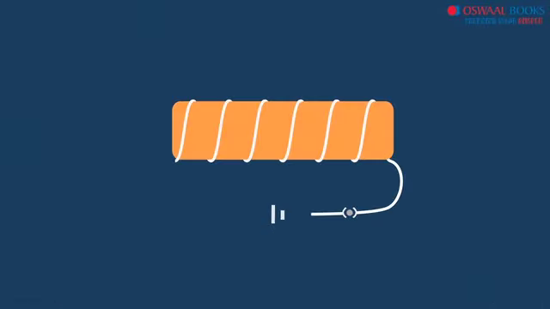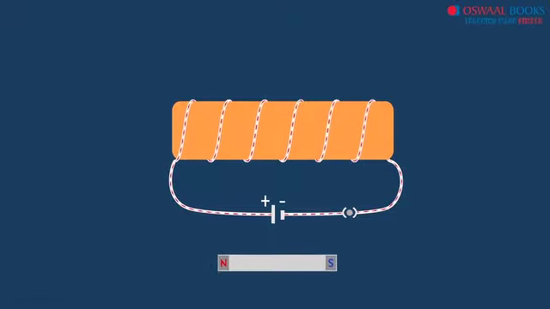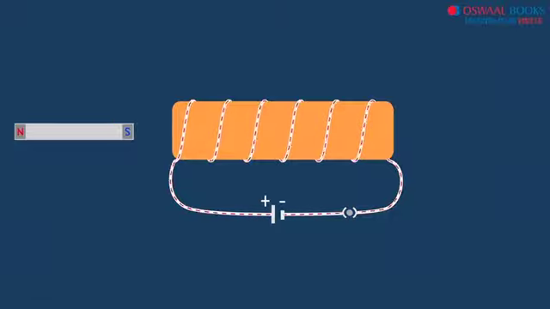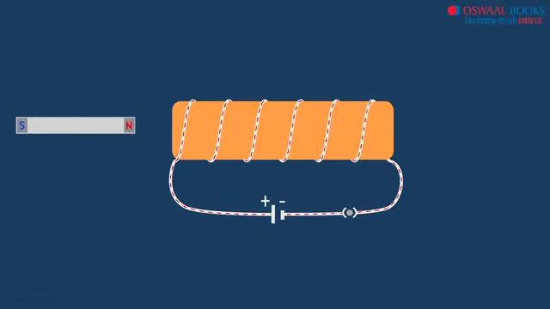Here, I'm connecting the solenoid with a battery and a key. Now, as you can see, I'm allowing the current to flow in the clockwise direction. We also need a bar magnet for this experiment. What happens if we take the south pole of the bar magnet close to the left side of the solenoid? You will observe that the bar magnet is repelled by the solenoid. And if we place the north pole of the bar magnet close to the left side, you will see that the magnet is getting attracted.